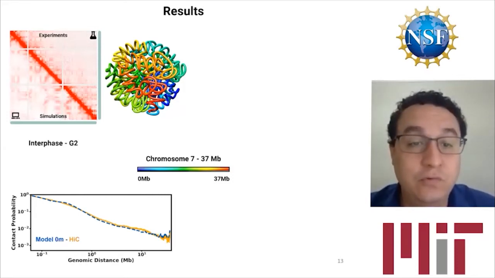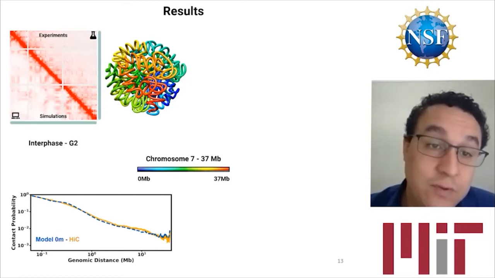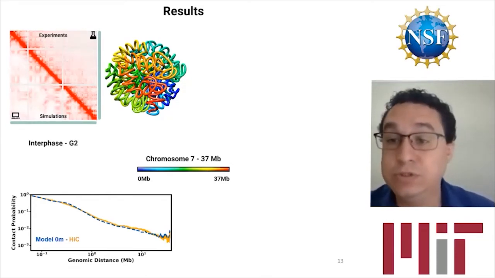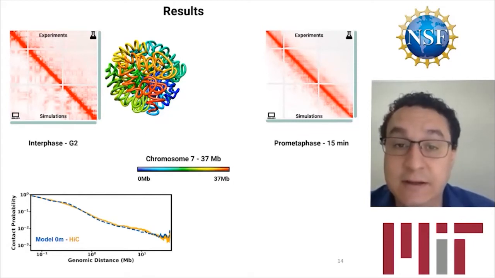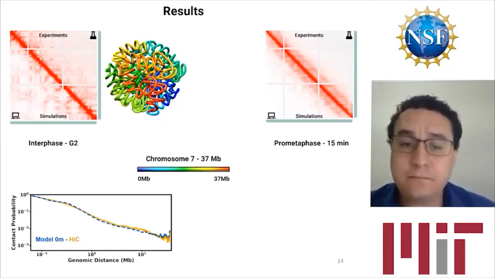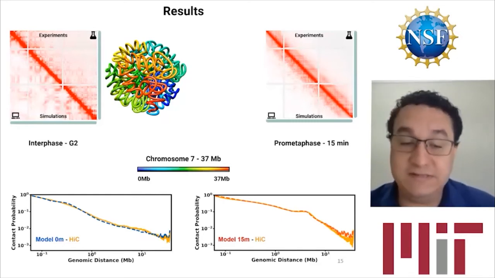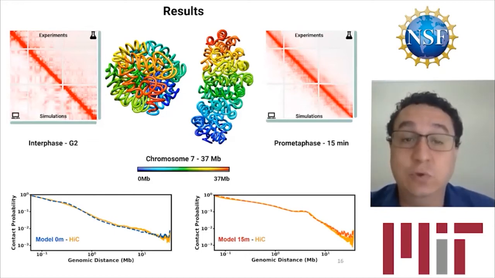The colors here, blue to red, go from the head to the tail, and chromosome 7 in interphase looks like this sphere, where you have some kind of coil and helix formation. It's quite interesting. Then we did the same approach for the chromosome in prometaphase at 15 minutes. In a similar way, we were also able to get the Hi-C maps, particularly the second band here, which reflects that we are able to get the correct scaling, particularly this little bump here, which is the action of condensin, and the representative structure that we got looks like a microscopy chromosome, this kind of rod shape.